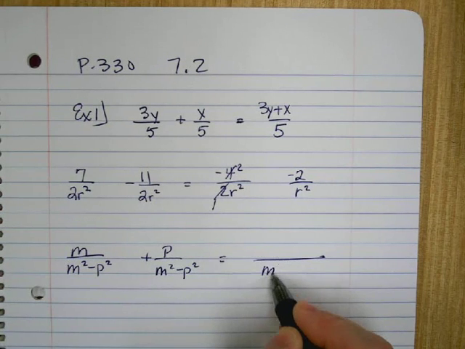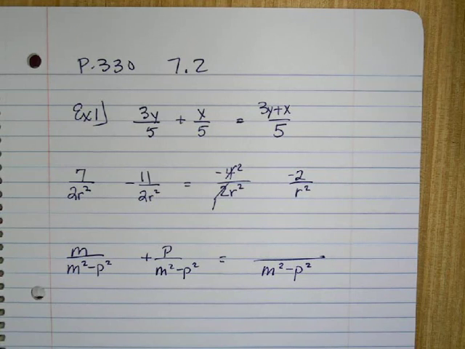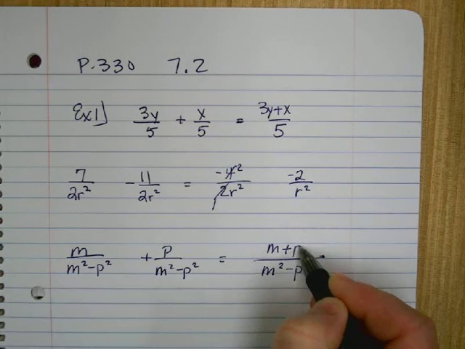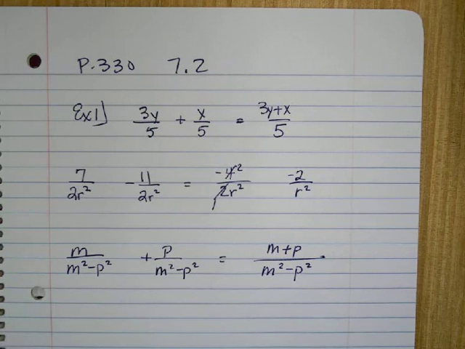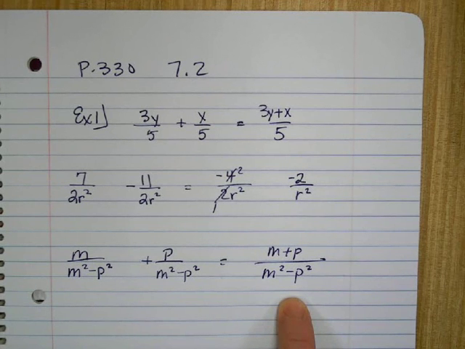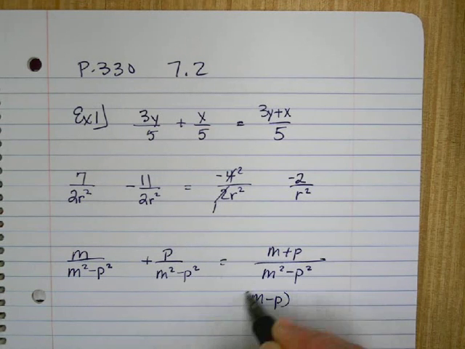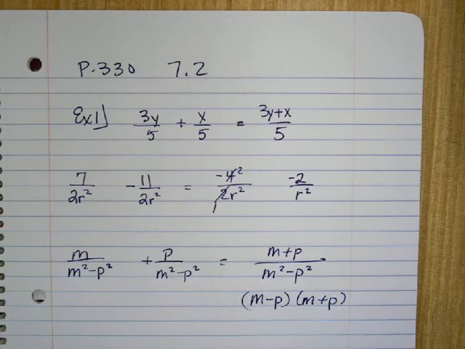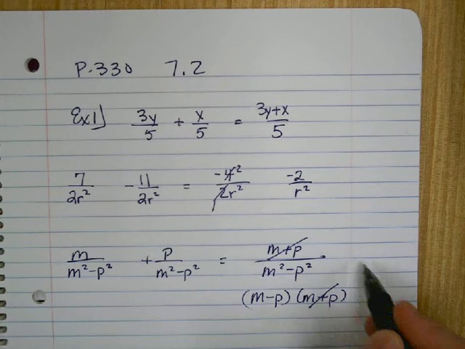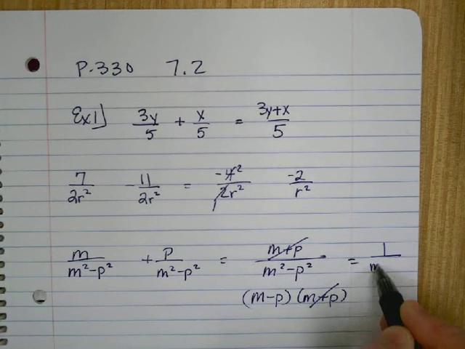M squared minus p squared is a common denominator. What happens with the numerators is we get m plus p. Now I want you to look. Can you simplify? Can you factor the denominator here? Yes, it factors into m minus p and m plus p. So you can actually cancel those. So the final answer here is 1 over m minus p.